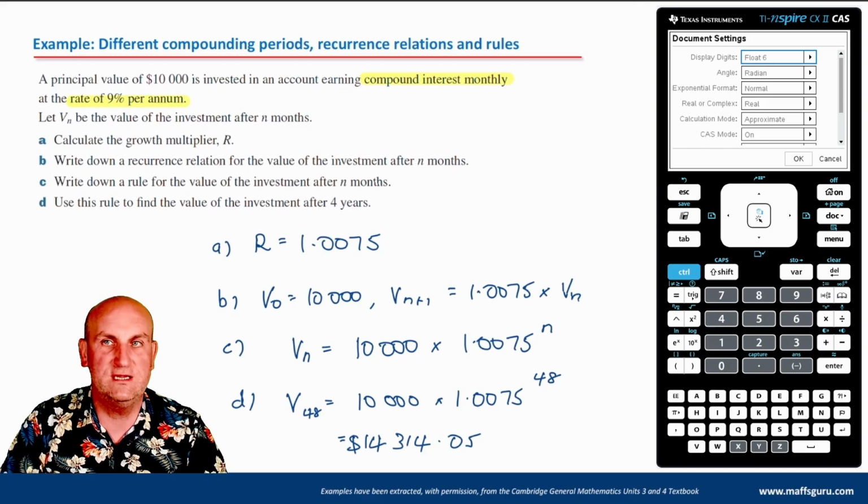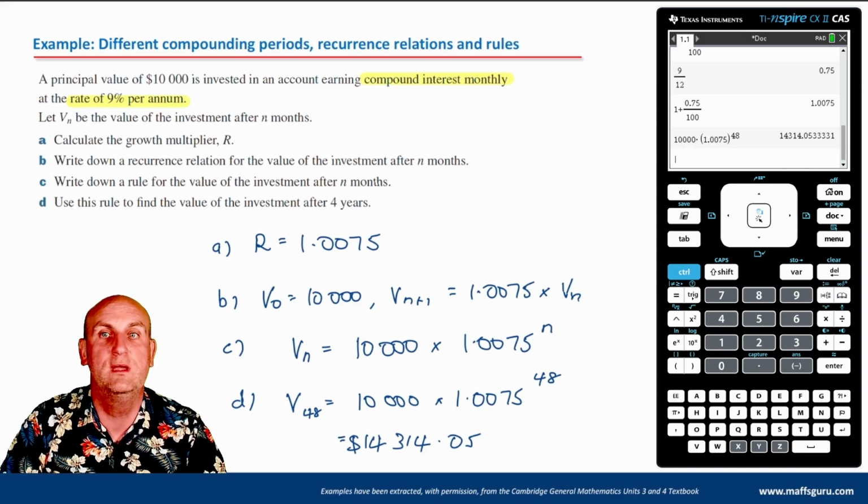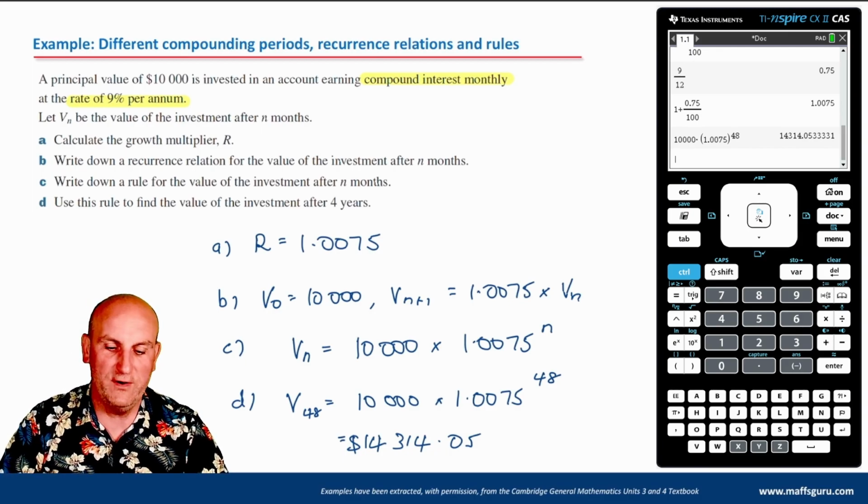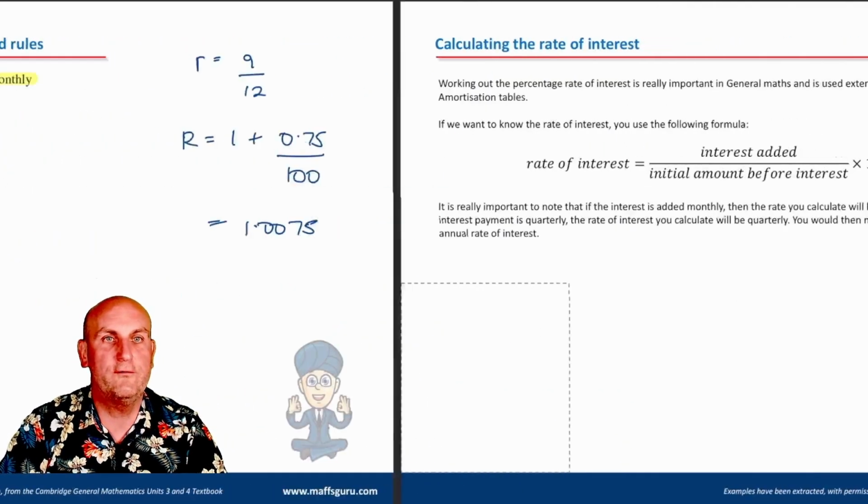If you do float 6, you are going to get really horrible answers because it's only going to show you 6 digits of any answer. So don't do float 6. Make sure it just says float. Let's turn the calculator right off and let's move on.